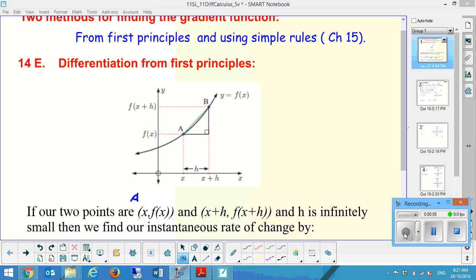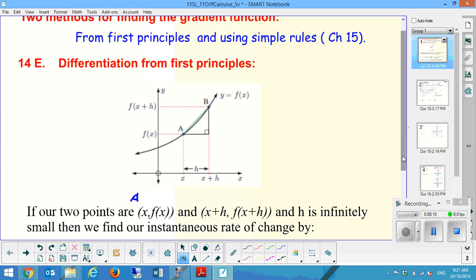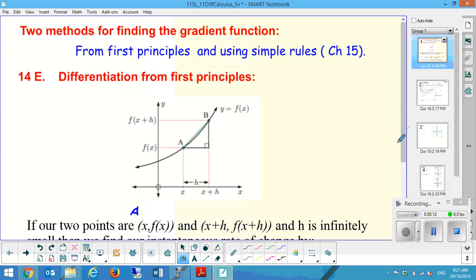Hello IB, here we are starting off 14E, where we're going to look at differentiating from first principles. In other words, come up with a theoretical way of coming out with the gradient function or derivative function. So we can either use first principles, or we're going to use the simple rules that we've already started to maybe guess, and we'll do in more detail in chapter 15.